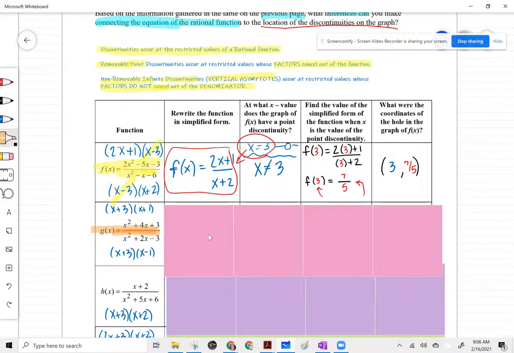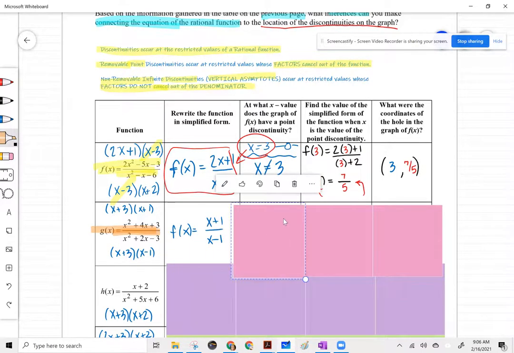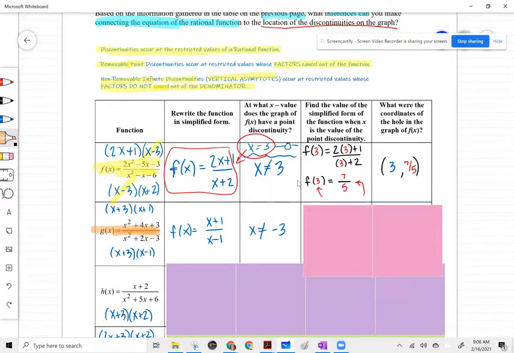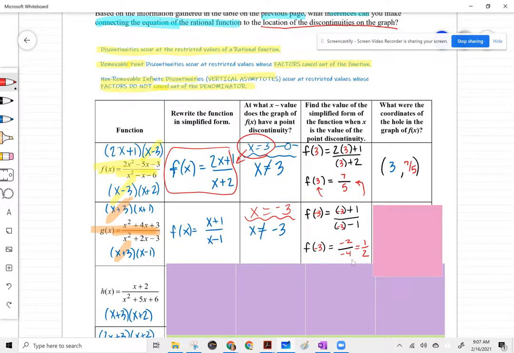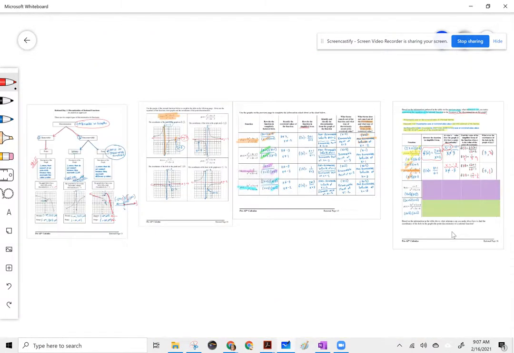Okay, so hopefully you were able to come up with our simplified form. The x value of the point discontinuity is going to be at x equals -3, because that's where those common factors are. So I'm going to put x is equal to -3. That's where the x value of the hole is. And now we are going to evaluate that, and then we can determine the location of the hole.